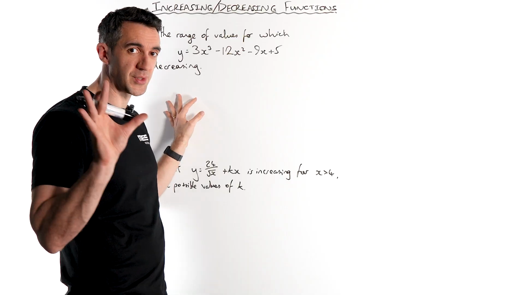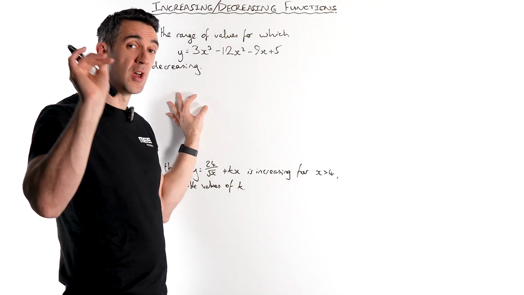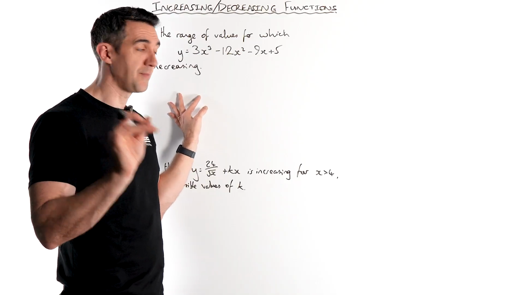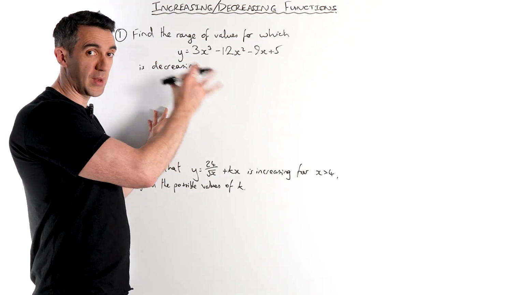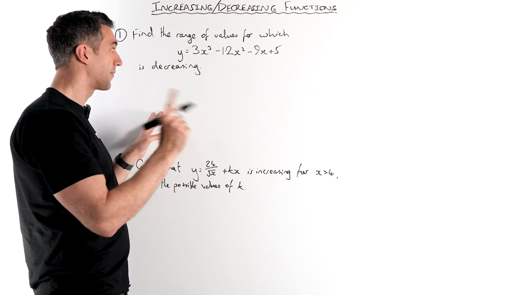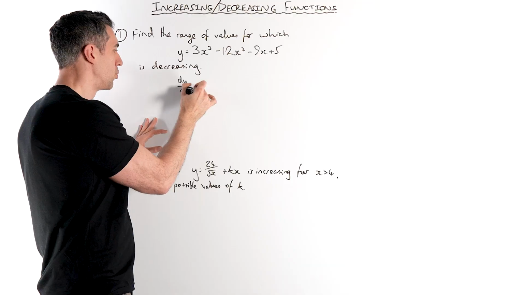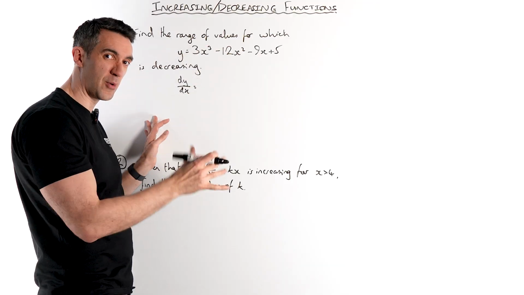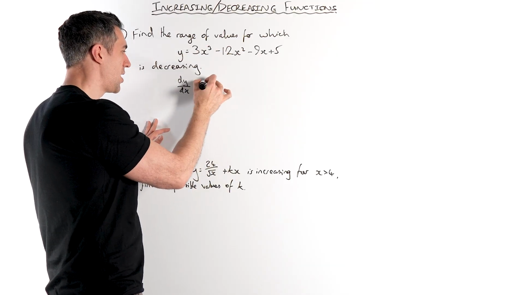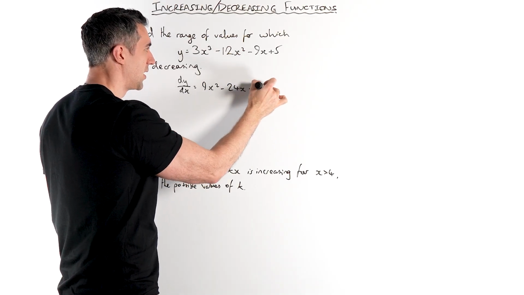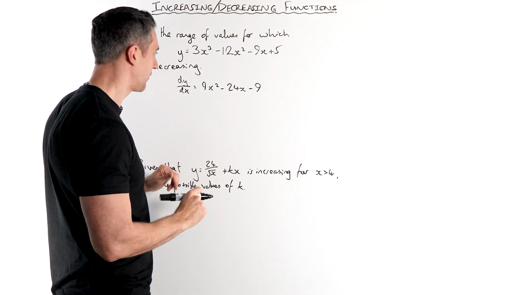So when we talk about decreasing or increasing functions, we just mean the gradient. That is the important bit, okay? So when we're talking about gradient and we have our original equation, that means we need to differentiate. So we're going to differentiate our cubic here, so that's nice and simple. We apply our normal rule of differentiation, so multiply by the power, take one off the power. So here we're going to get 9x squared minus 24x, and then minus 9. And our 5 disappears, but we all know that, so that's fine.